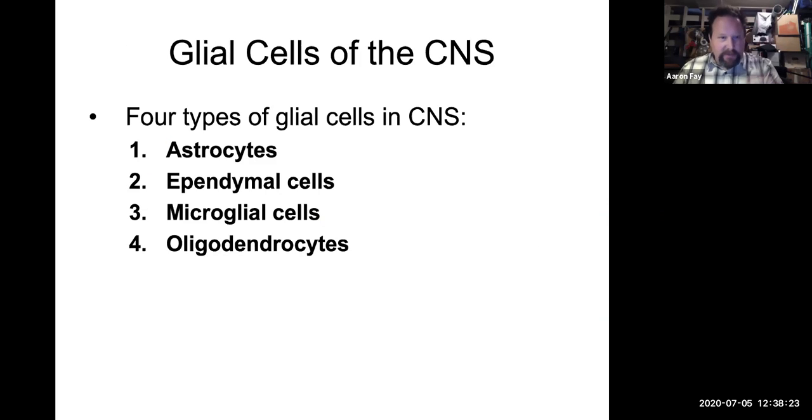So this is just the 4 types: astrocytes, ependymal cells, microglia, and oligodendrocytes. Astrocytes support the neurons, provide structure for the tissue, and help form the blood-brain barrier. Ependymal cells will help create CSF, cerebrospinal fluid. Microglia will remove any cellular debris or help keep pathogens away. And oligodendrocytes are the cells responsible for myelination in the central nervous system.